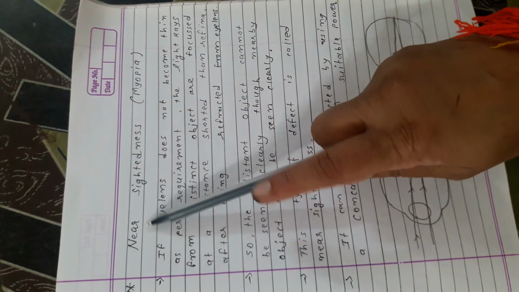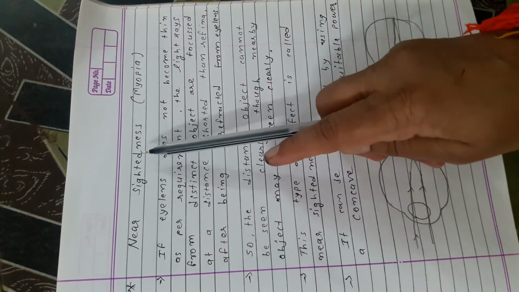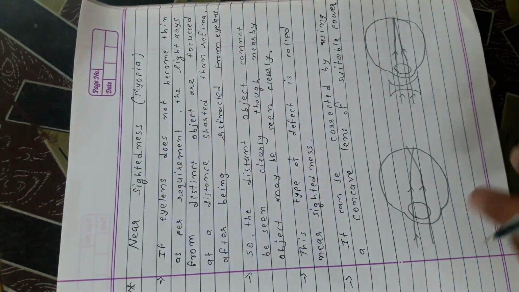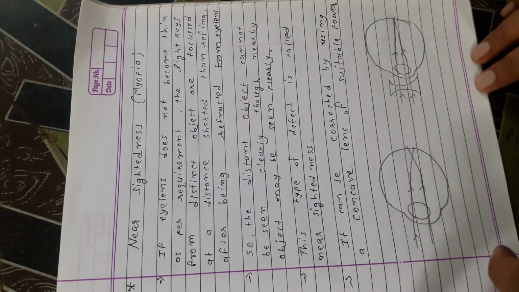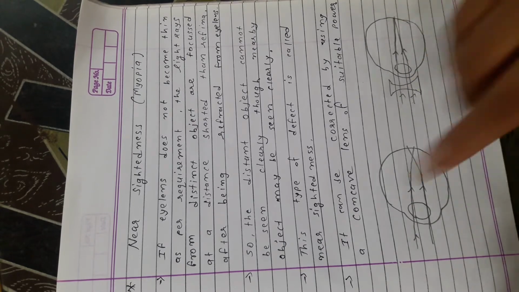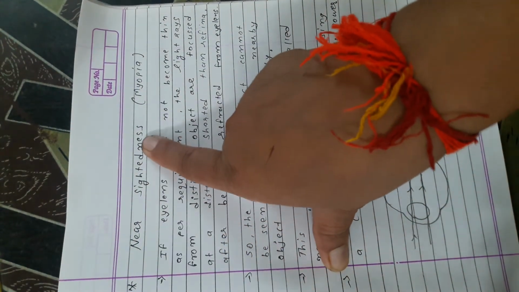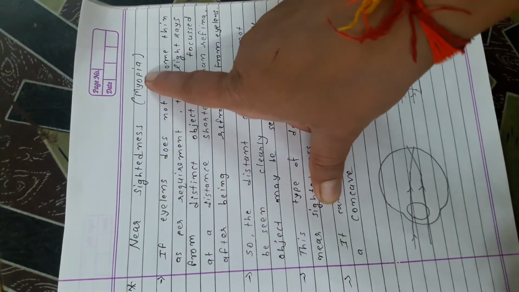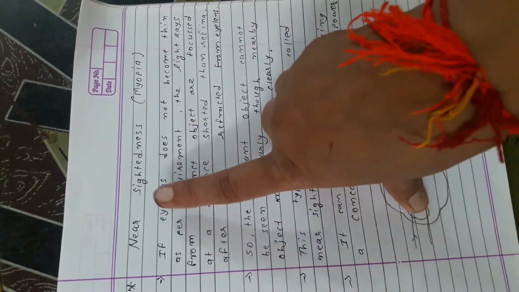Now our next topic, nearsightedness. So there are three defects of our eyes: nearsightedness, farsightedness, presbyopia. First I will explain nearsightedness. It is also known as myopia.